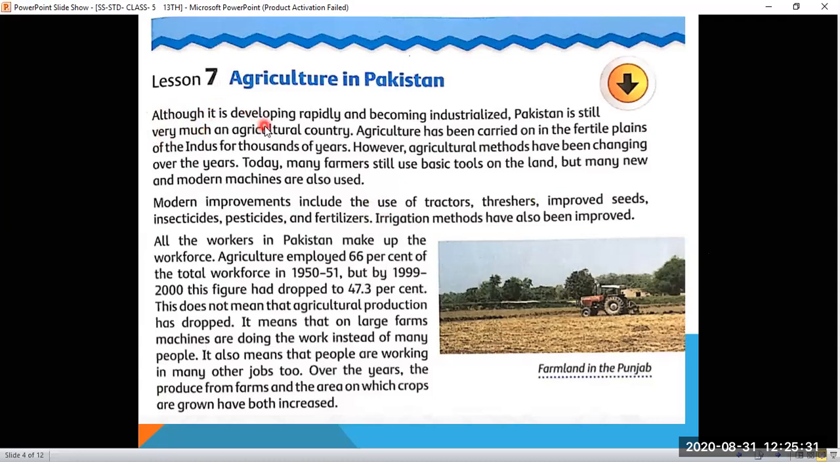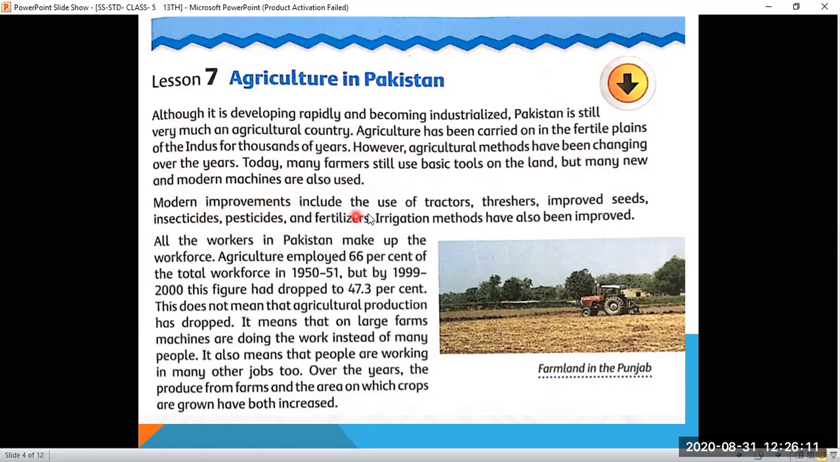Although it is developing rapidly and becoming industrialized, Pakistan is still very much an agricultural country. Agriculture has been carried on in the fertile plains of the Indus for thousands of years. However, agricultural methods have been changing over the years. Today, many farmers still use basic tools on the land, but many new and modern machines are also used.